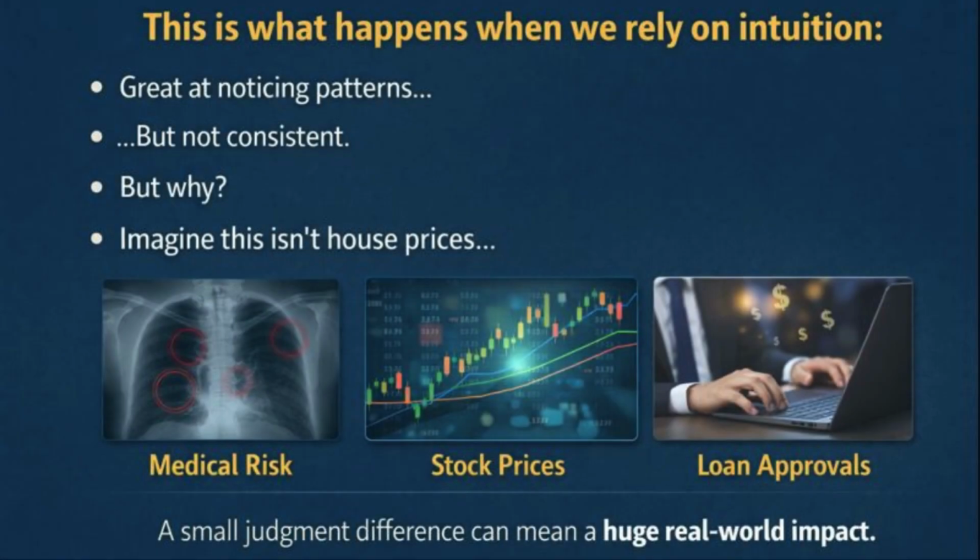This is exactly what we do when we rely on intuition. Our brains are great at patterns, but terrible at consistency. Now imagine this isn't house prices, it's medical risk, or stock prices, or loan approvals. A small change in judgment can mean a huge real-world impact.